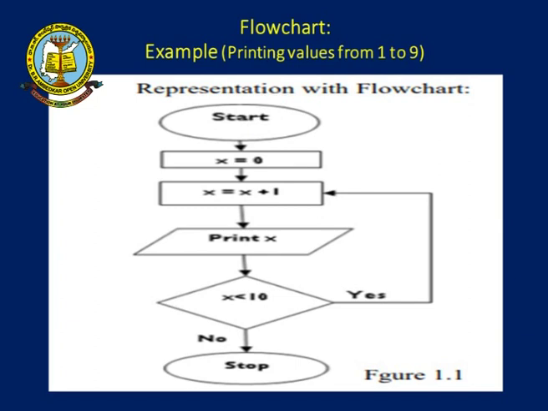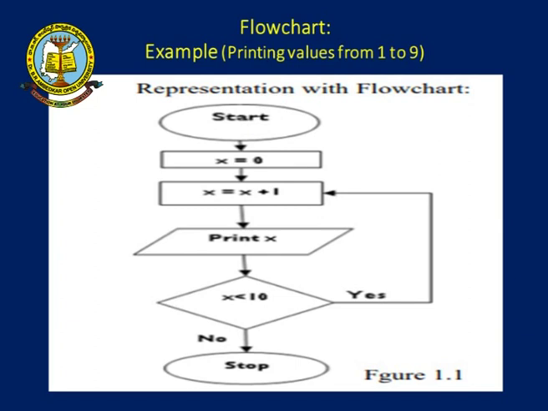In the same way, again it will come to the diamond. 2 less than 10, yes it is less than 10. Again it will go to x is equal to x plus 1. This is how it will print till 9. It will print 9, then it will come down. 9 less than 10, yes it is less than 10. Again it will go up, x is equal to x plus 1, 9 plus 1 is equal to 10, and it will print 10.